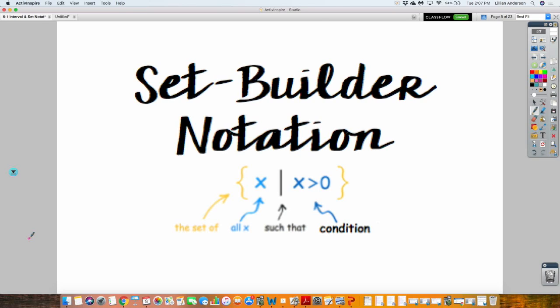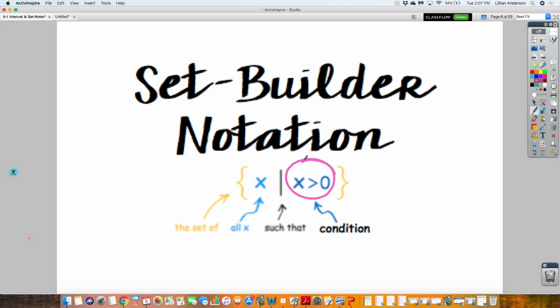The curly brackets represent the set of all x's such that, and then of course your condition: x is less than or x is greater than 0. Okay? This right here is just an example. Now, depending on what your inequality is, that's what's going to go here. So this part is going to change depending on what you're looking at. Okay? But everything else stays the same. The vertical bar, the x, and then the curly brackets around the ends.